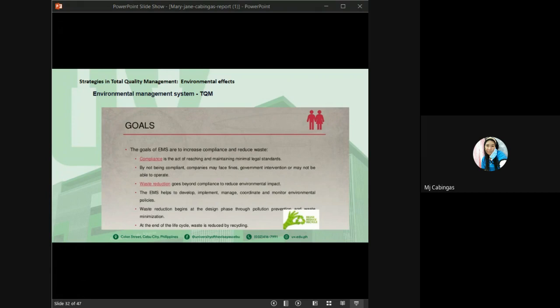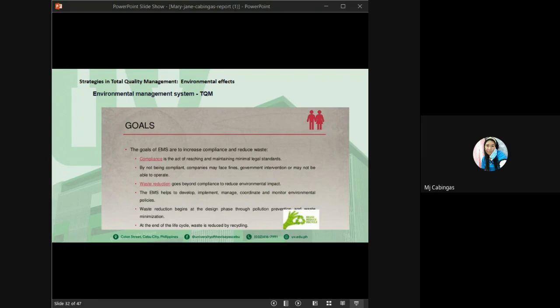So the EMS helps to develop, implement, manage, coordinate, and monitor environmental policies. And then waste reduction begins at the design phase through pollution prevention and minimization. At the end of the cycle, waste is reduced by recycling.